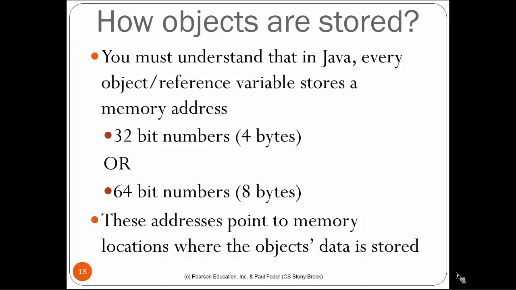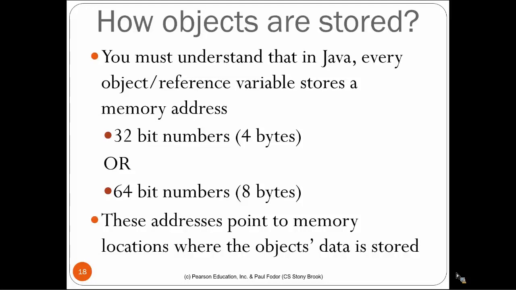Objects are stored in 2 different ways. You must understand that in Java, every object variable stores a memory address. A reference is basically an address, but you cannot have access to that address in Java. The numbers that can be stored depend on what version of Java you are using. If you are using a 32-bit version of Java, it is using 4 bytes for every address, for every location in memory. And a 64-bit version of Java is using 64 bits for addressable locations in memory.